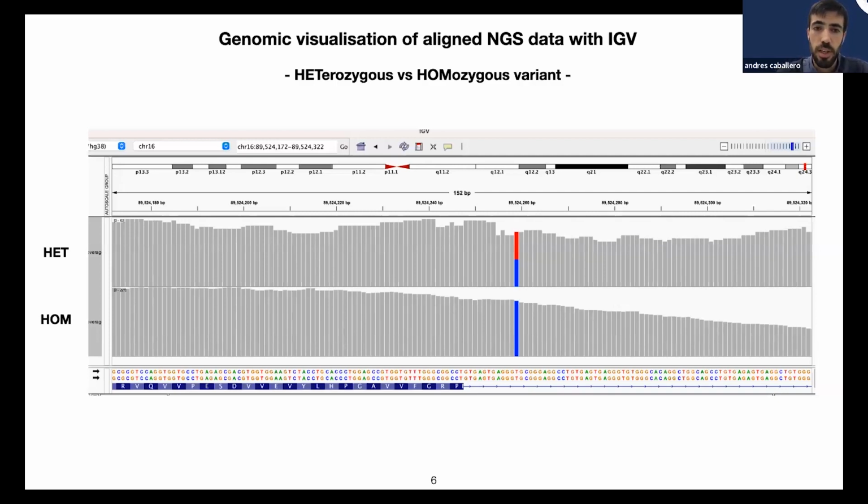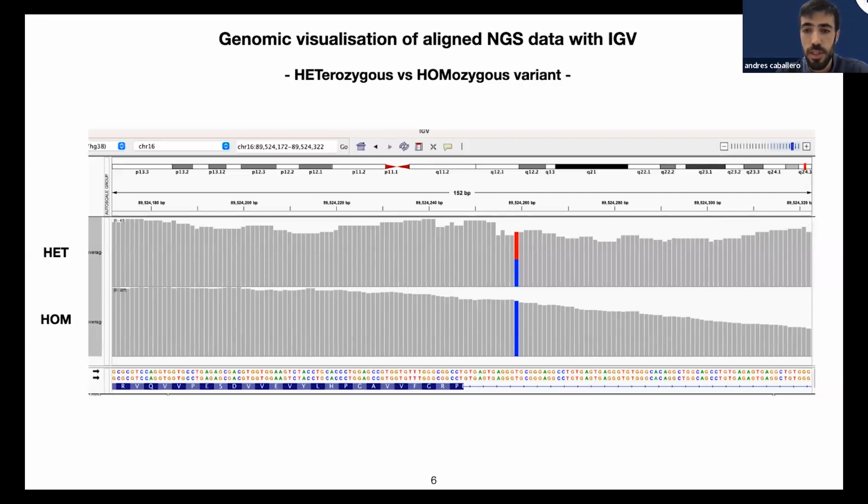This is how a heterozygous or homozygous mutation looks like. So meaning that if you see all these, I don't see my mouse, sorry. If you see this blue bar completely blue, that means it is a homozygous mutation. So basically it represents that the mutation is located in both alleles of the gene, so in both copies, the one that comes from the father and the one that comes from the mother.